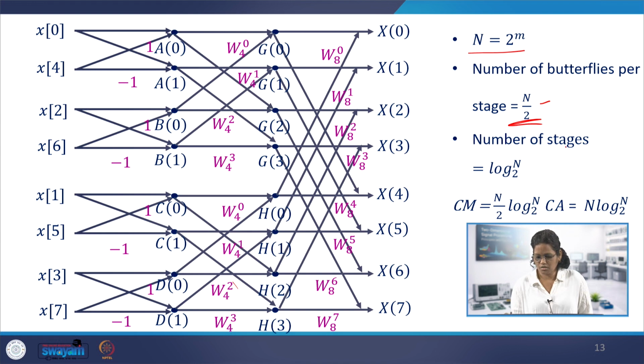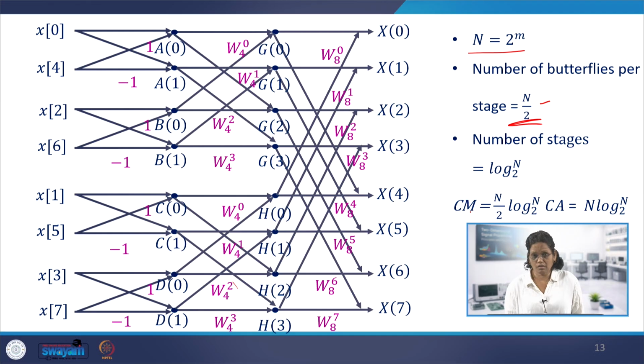So the number of stages, how do we calculate? That is log base 2 of n. So n is 8 over here. That is 3 stages, 1, 2, 3, 3 stages. First we had this 8 point DFT with 4 point and 2 point. So this is how it becomes 3 stages.